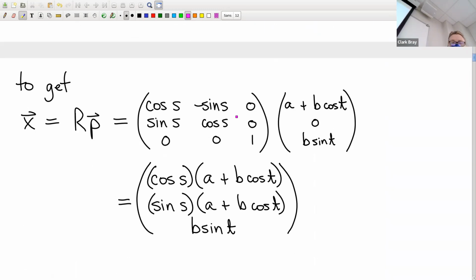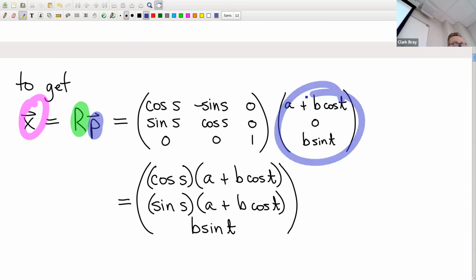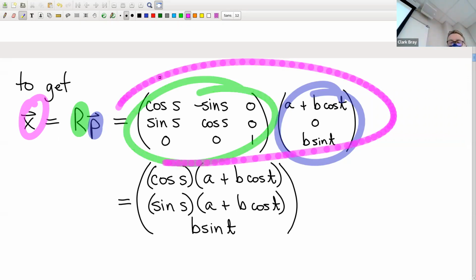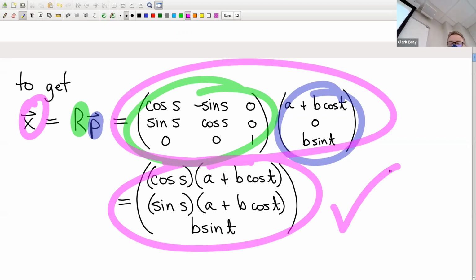Let's write that down. Purple, what I'm actually interested in, is the green rotation of that blue point. And we've already found that blue point. There it is. Here's our green rotation, and matrix multiply, and it gives you this. So there's your parameterization of the surface of the donut, or parameterization of a torus.